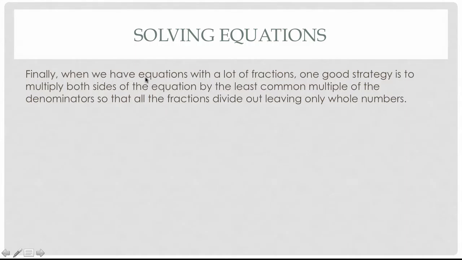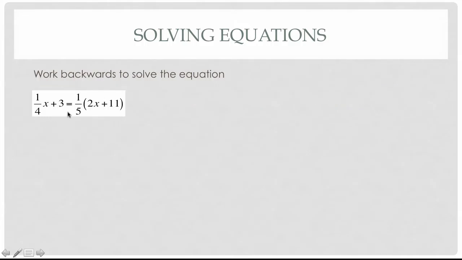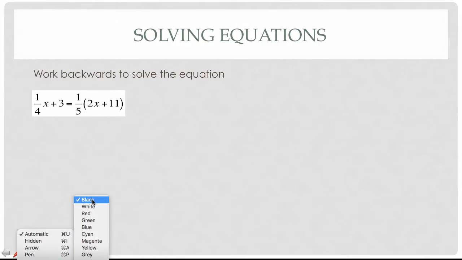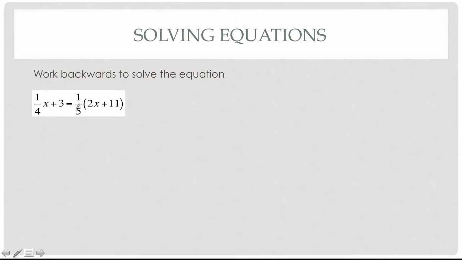Finally, when we have equations with a lot of fractions, one good strategy is to multiply both sides of the equation by the least common multiple of the denominators. That way all the fractions divide out, leaving only whole numbers. So take this example. This looks really messy. I know a lot of you have a phobia when it comes to fractions, right? Gosh, how do I solve this thing? It's too hard. Well, we can use our ability to do algebra to multiply both sides of the equation in such a way that it makes it a lot easier to work with.